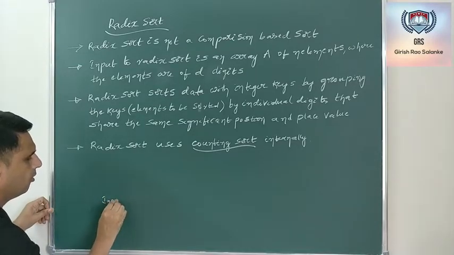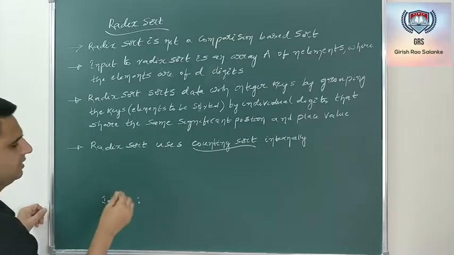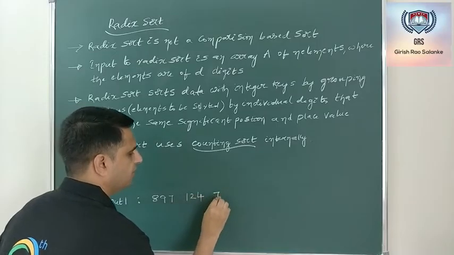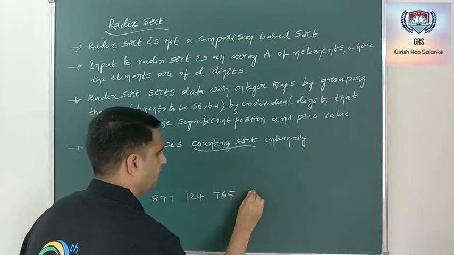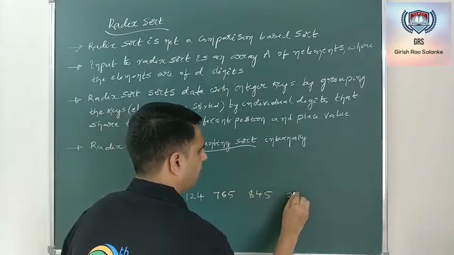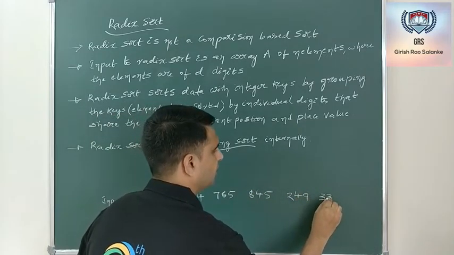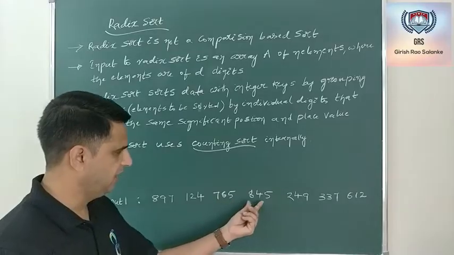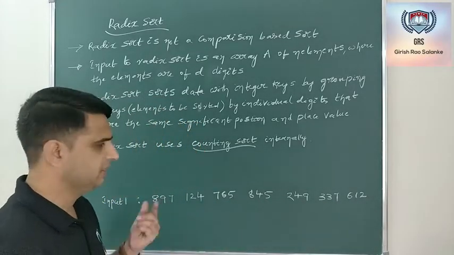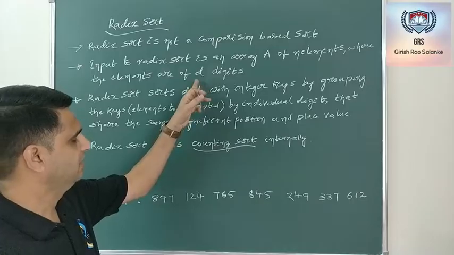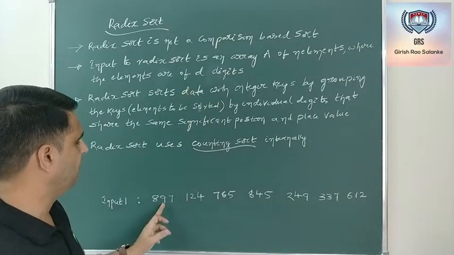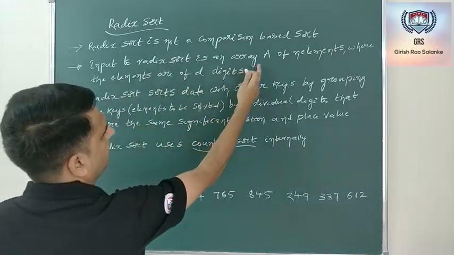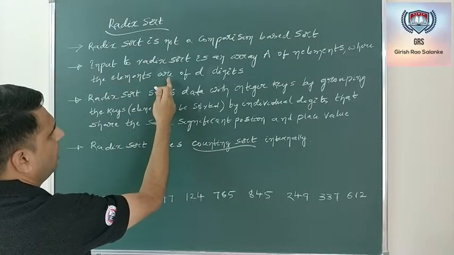A sample input to radix sort may be the elements 897, 124, 765, 845, 249, 337 and 612. If you see, each of these elements is made up of 3 digits. That is the meaning of this d digits. With this example, I can say the d value is 3. So, the input to radix sort is an array A of n elements, where the elements are of d digits.